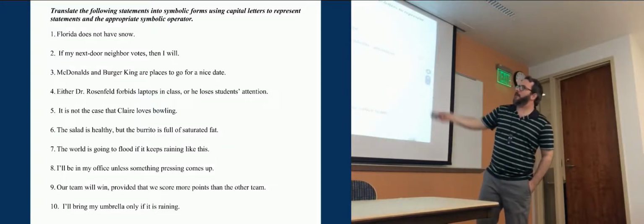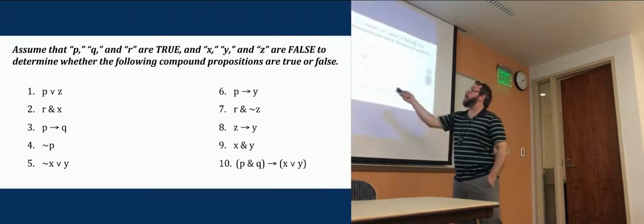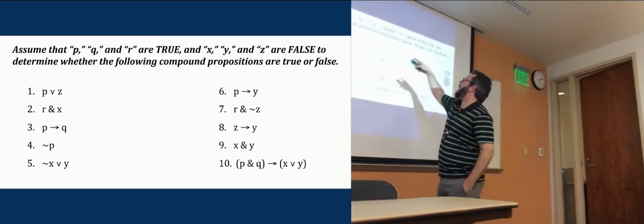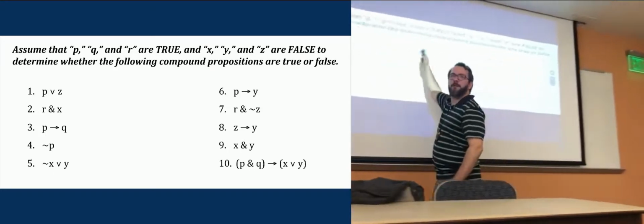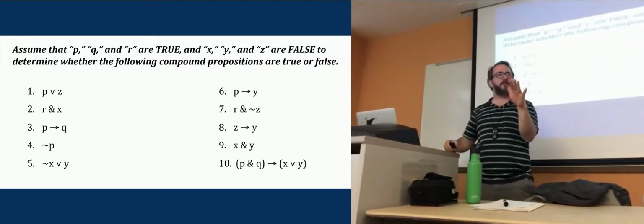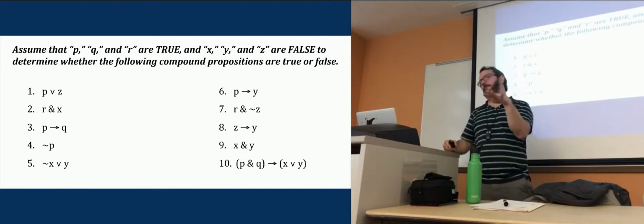On the worksheet at our last meeting, we did a whole bunch of translations from natural language, and then we had this business where I told you that P, Q, and R are true, and X, Y, and Z are always false, and you had to figure out what the whole statement was. How'd you feel about that? That was a little tricky? Some folks like yeah, some folks no.